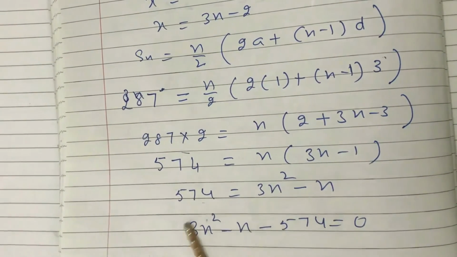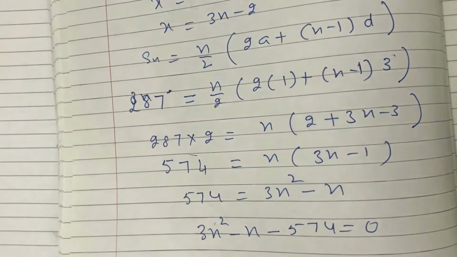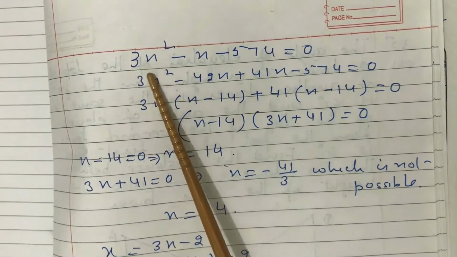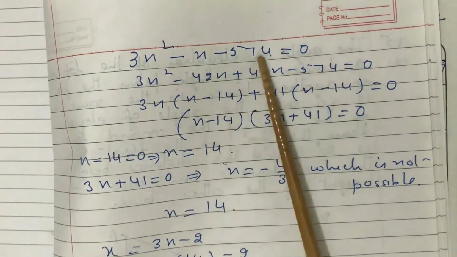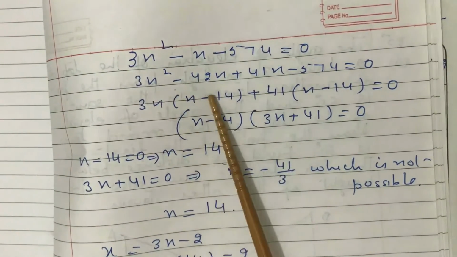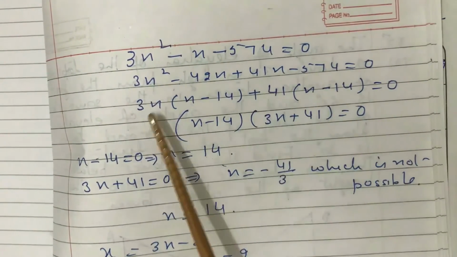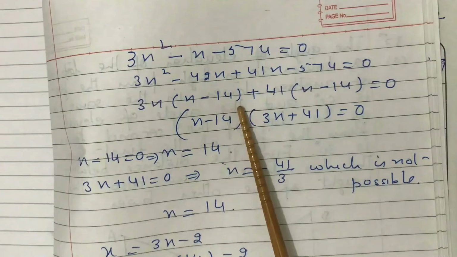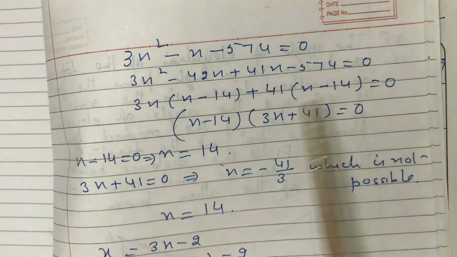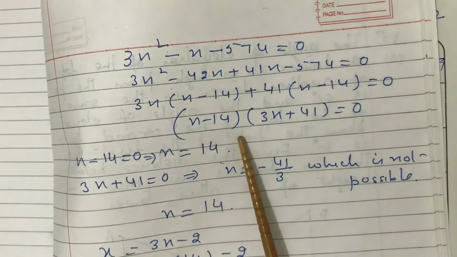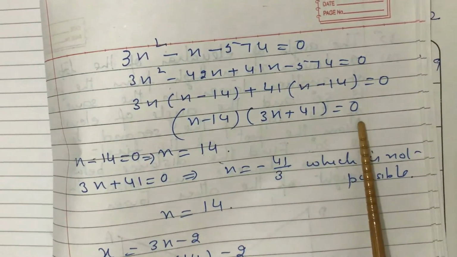Now we will factorize it by splitting the middle term and we will find the value of n here. Now we have this quadratic equation 3n square minus n minus 574 is equal to 0. Split the middle term. You will have 3n square minus 42n plus 41n minus 574 is equal to 0. Take 3n common, n minus 14 in the bracket, plus 41 common, n minus 14 in the bracket. You will have these factors: n minus 14 and 3n plus 41 is equal to 0.